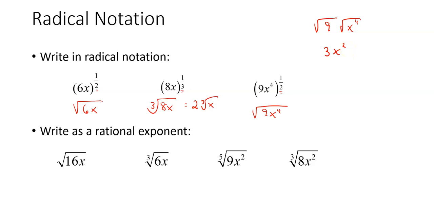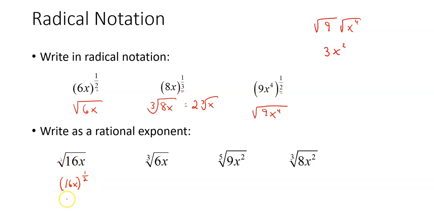All right, for the ones on the bottom, it says write as a rational exponent. So we're going to take what's in that radical and we're going to turn it into a fraction. So 16x, there's a little 2 that's hiding over there. So it becomes 16x to the 1/2.